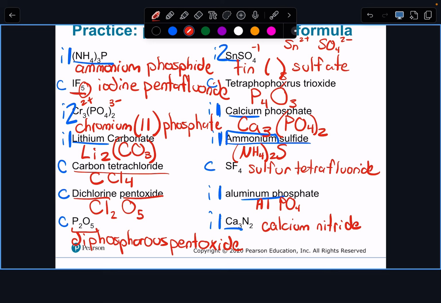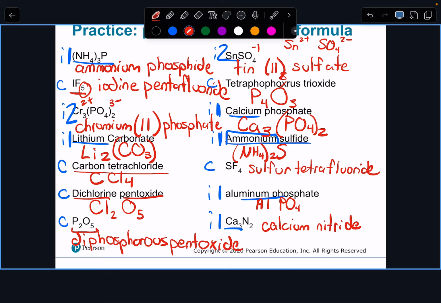This is by far the hardest type of naming you could ever possibly have. A type 2 that when the formula was made with the charge crossing thing, it got reduced down. Okay, so this is the hardest you'll ever see. So this is actually tin 2 sulfate. And like I said, the best way to identify these is you do the cross the charge back up and you make sure it matches. And if it doesn't, then just write down what you know it actually is and then figure out what that has to be in order for them to balance.